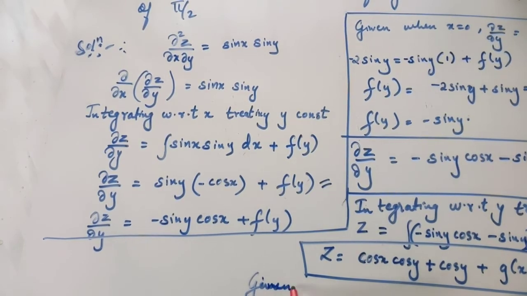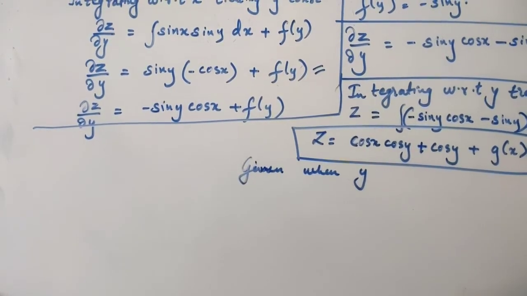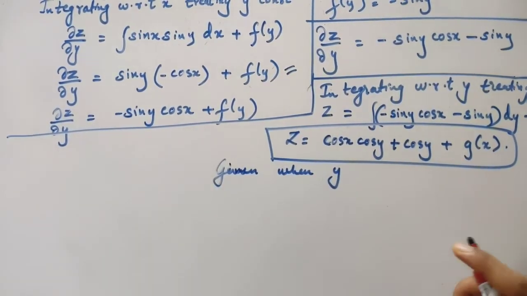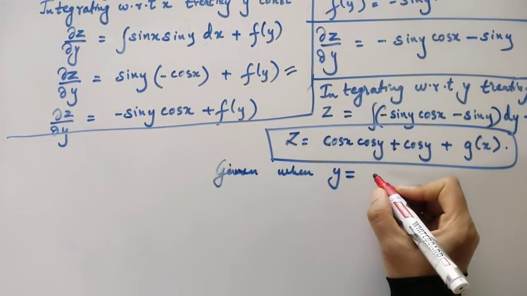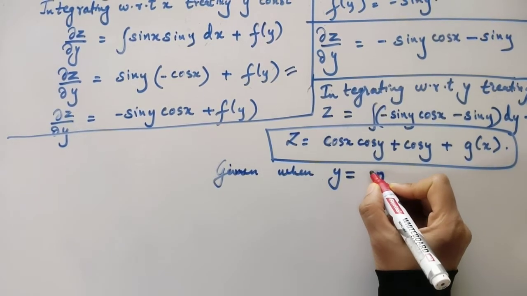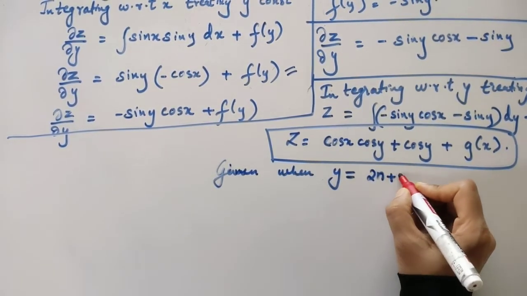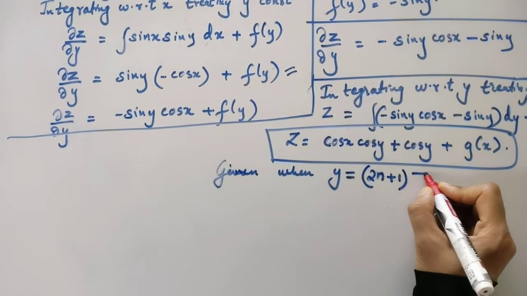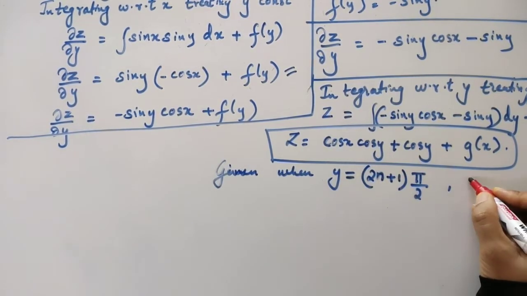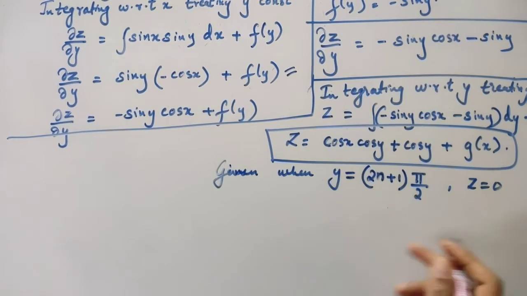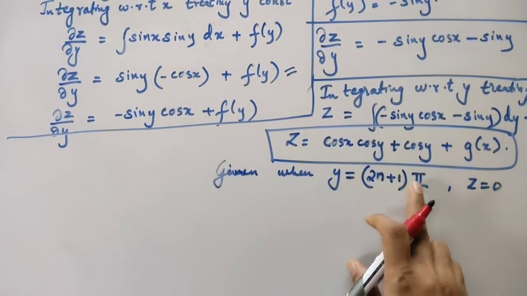It's given that when y is an odd multiple of pi by 2, z is 0. What do you mean by odd multiple of pi by 2? Let me write it mathematically. If n is any positive integer, 2 into n will always be even, plus 1 makes it odd. So this is an odd number multiplied by pi by 2. When y is an odd multiple of pi by 2 like this, then z is equal to 0. So let's substitute the value for y as (2n plus 1) pi by 2.